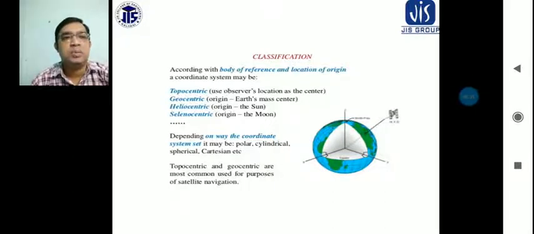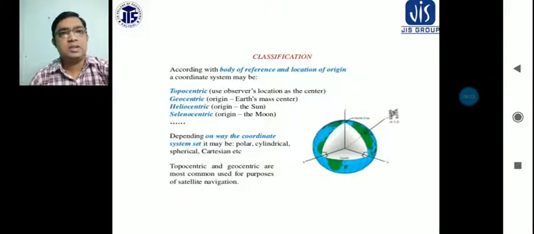You can see this figure, suppose that these are three points and these are the satellite situations. Satellite navigation is considered according to the topocentric system, where the person sitting here is the observer, and the observer location is the center. Suppose this is the observer, concentrated at the center of these satellites. This is called topocentric.